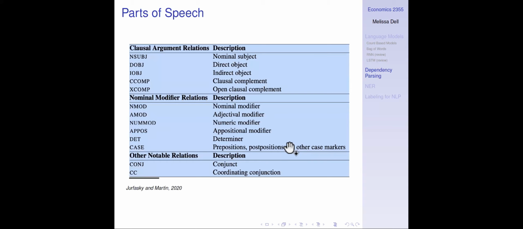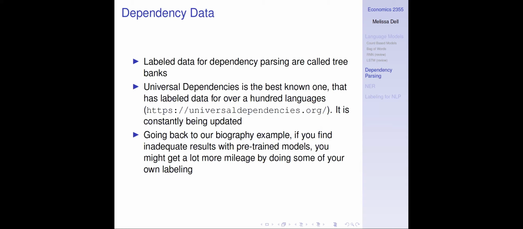Oftentimes along with this, you'll see people denote parts of speech. Obviously, if you're using different languages, there may be some differences there. And you can also do parts of speech tagging with this, which could come in useful sometimes for parsing. So labeled data for dependency parsing are called treebanks. And there's something called Universal Dependencies that has labeled data on dependencies for over 100 languages and is constantly being updated. So as I said, this was the big problem in computational linguistics, and so there's quite a lot of labeled data to work with.